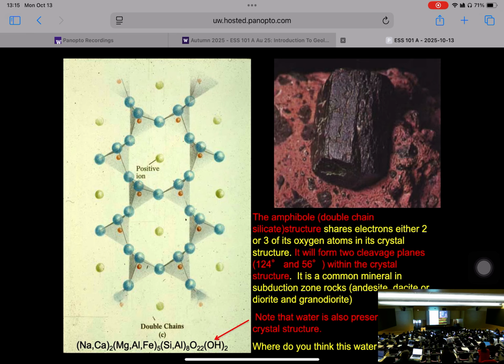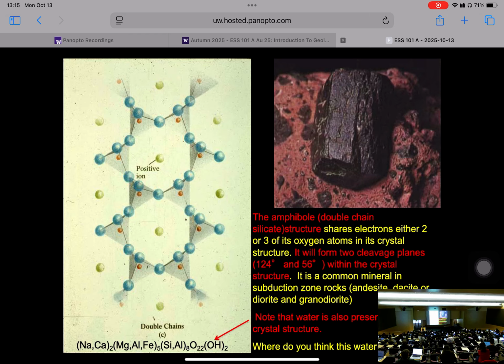You'll notice a double chain silicate structure. Those are strong bonds, right? You now have a second bond there. It's not just a single chain. But it makes it complex. One thing I want you to note here is OH2. You're seeing water for the first time in the chemical composition of a silicate mineral. Where does that water come from?